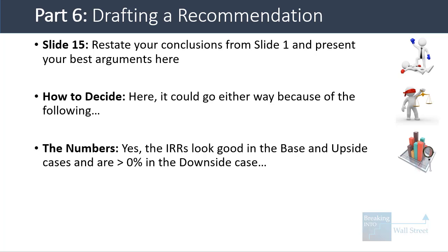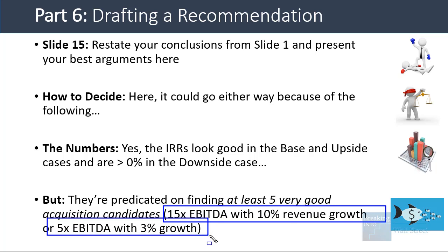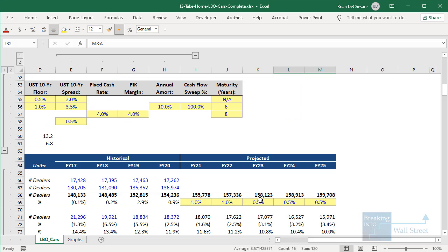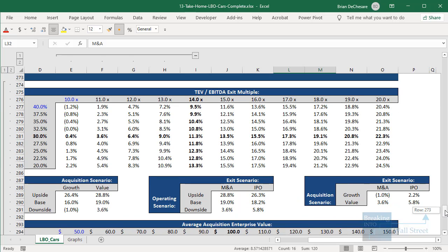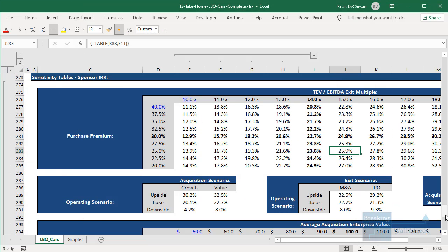because the numbers look fine in the base and upside and downside cases, as I just showed you, but they're also very dependent on finding at least 5 very good acquisition candidates that meet specific financial criteria in terms of EBITDA multiples and growth rates. And the issue with this is that if we go down and just take a quick glance at these tables, I'll just set calculations to automatic so these update automatically.